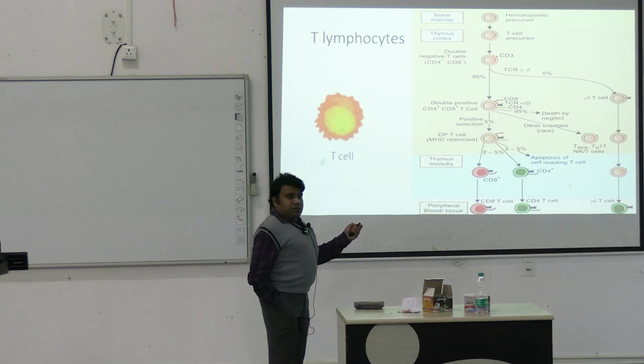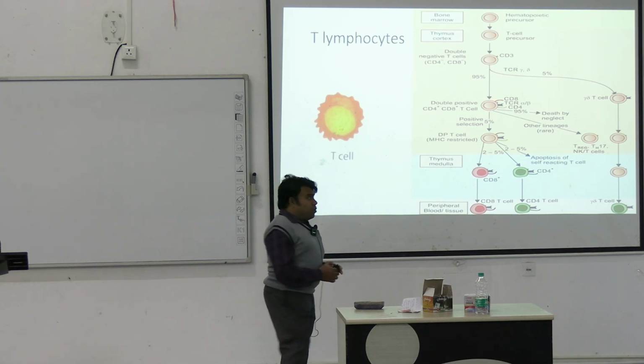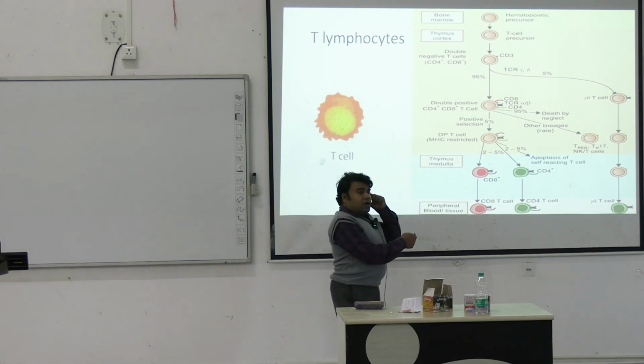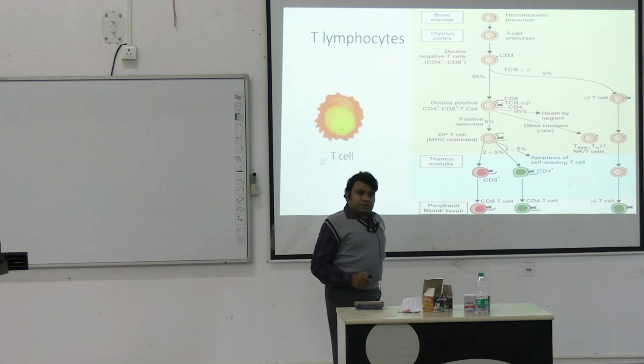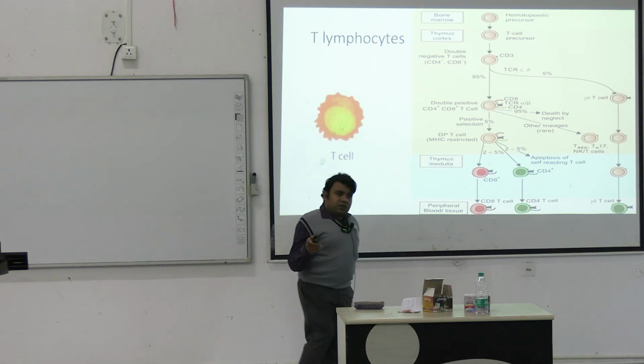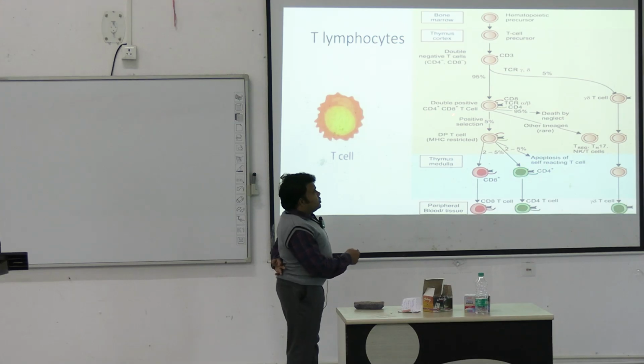First the CD3 gets attached. Then most of them, along with the CD3, will get both CD4 and CD8 in the T cell receptor. Most of them. But some of them will have the gamma and delta T cell receptor. This gamma delta T cell receptor will form a different type of T cell called gamma delta T cell. The rest, which have the alpha and the beta, will have either CD4 or CD8 type.